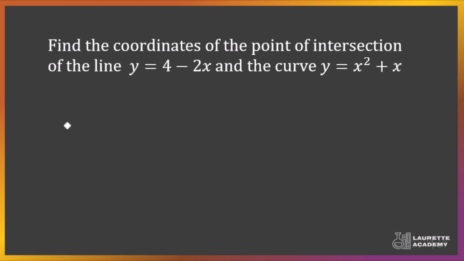Find the coordinates of the points of intersection of the line y equals 4 minus 2x and the curve y equals x squared plus x. Okay, let me rewrite these two functions as y1 is equal to 4 minus 2x and y2 is equal to x squared plus x.